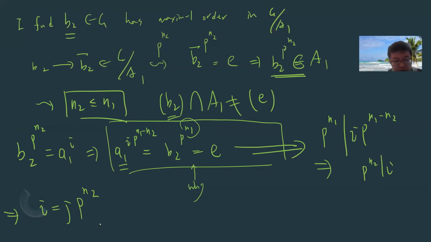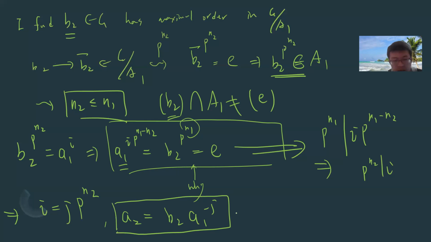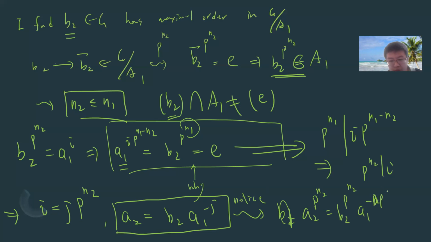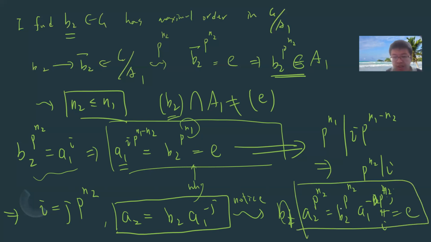Okay, so now I can define a new element. I define a2 to be b2 a1^(-j). Notice that if you take a2 to the power p^n2, you get b2^(p^n2) and a1^(-p^n2 j), which by definition is a1^(-i). So combine a1^i with b2^(p^n2), and you get identity. This is the important identity. It tells you that the order of a2 is at most p^n2.